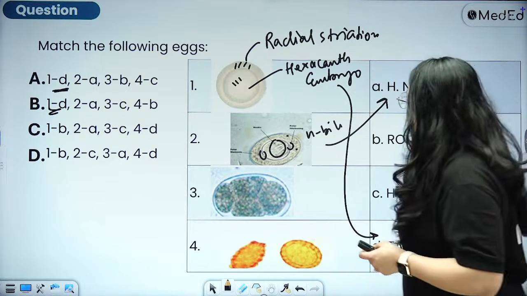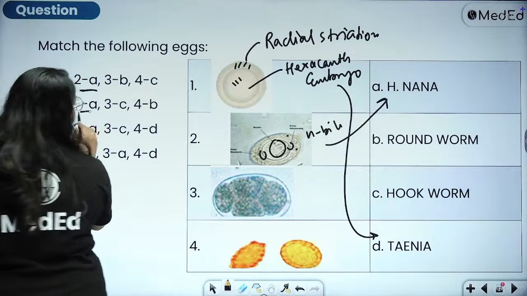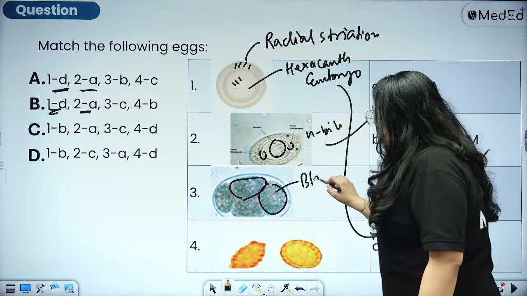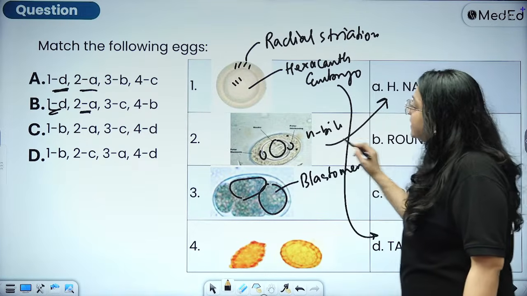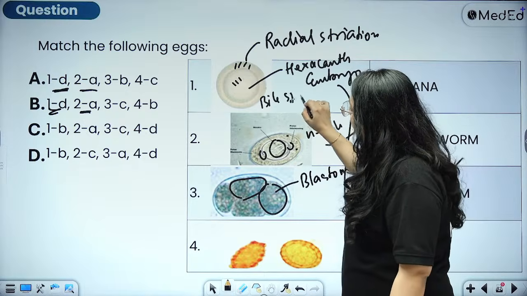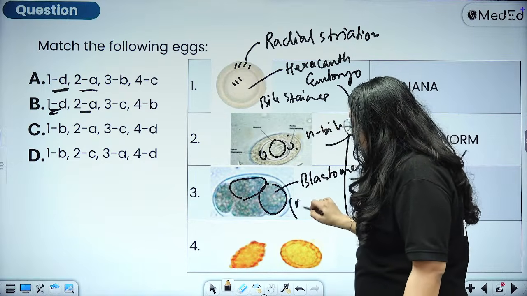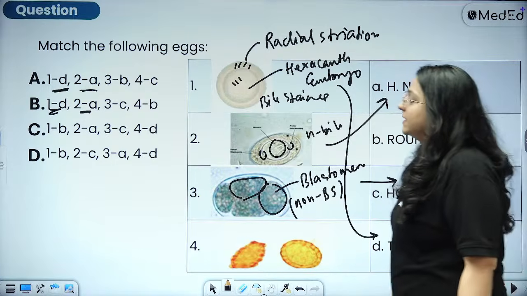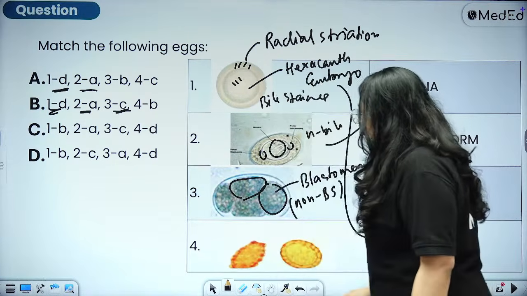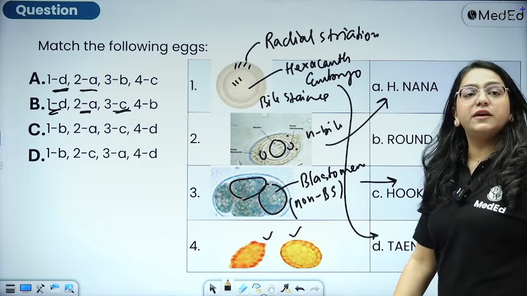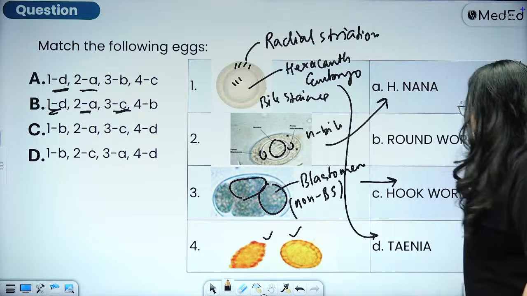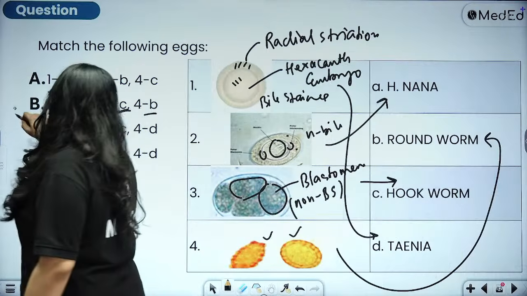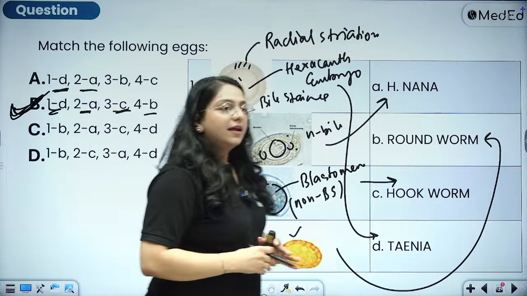This is also a cestode egg, so 2A. What is this? Blastomeres are there. Again, this is also non-bile stained. See, this one is bile stained because it is brown. This one is non-bile stained, this is also non-bile stained. This is hookworm. So 3 is C. And then finally, you have the fertilized and the unfertilized egg of Ascaris. Ascaris is roundworm, Ascaris lumbricoides. So 4 is B. So of course your answer becomes B.